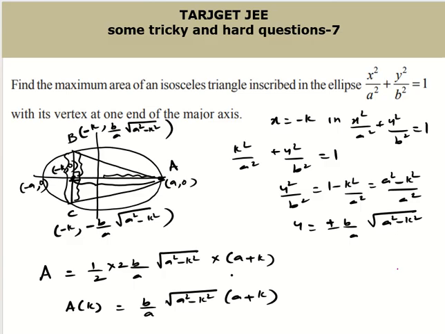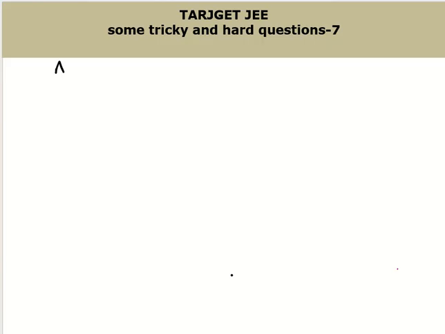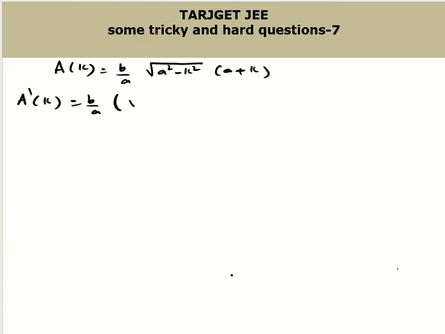Now we need to differentiate this area to maximize it. Let us write the area as a function of k: b by a into root of a square minus k square into a plus k. Let us differentiate with respect to k. Keep b by a outside and use the product rule: root of a square minus k square into the derivative of a plus k, which is 1, plus a plus k into the derivative of root of a square minus k square, which is 1 by 2 root a square minus k square into minus 2k.